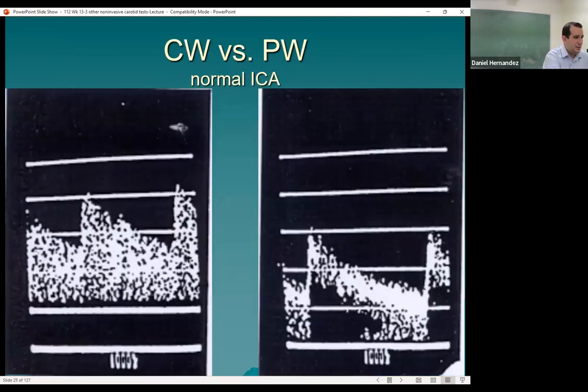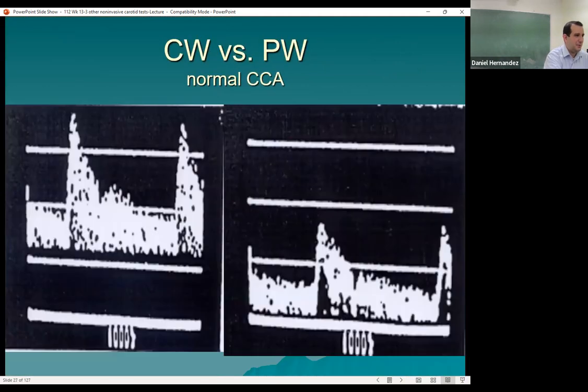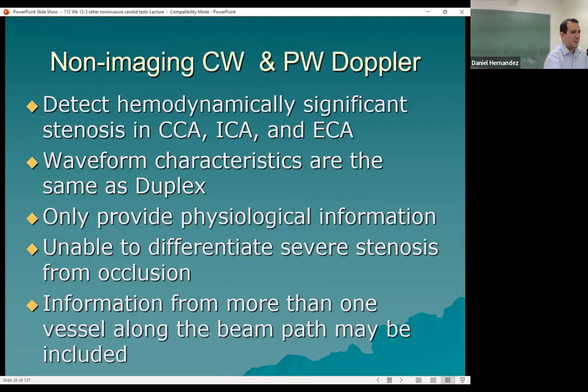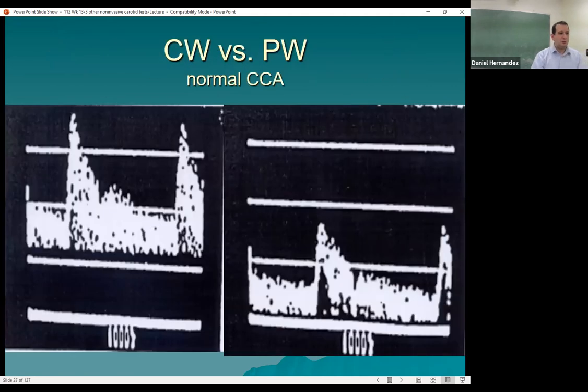All right, so this portion of the lecture is where I want you guys to be familiar with and comfortable with. So waveform characteristics for our duplex. We should be able to tell the difference between continuous wave versus pulse wave now.